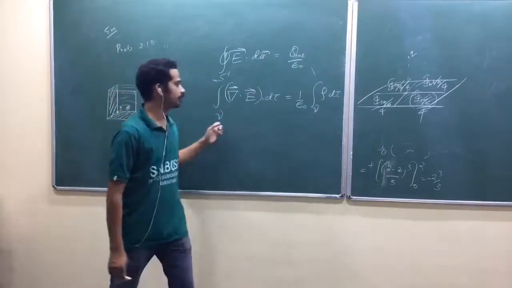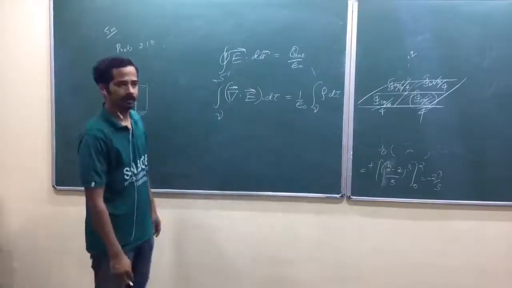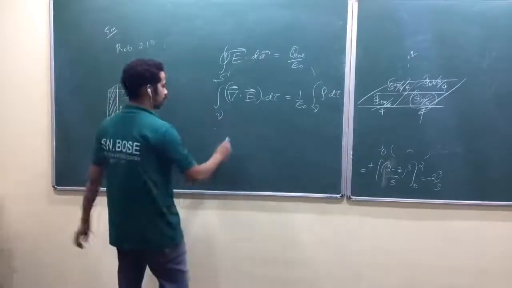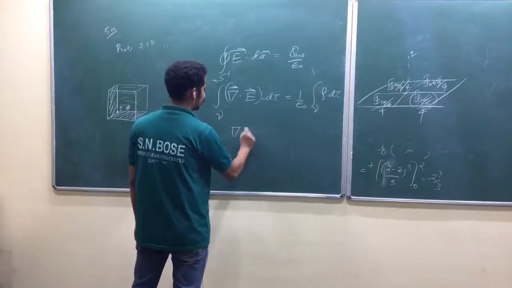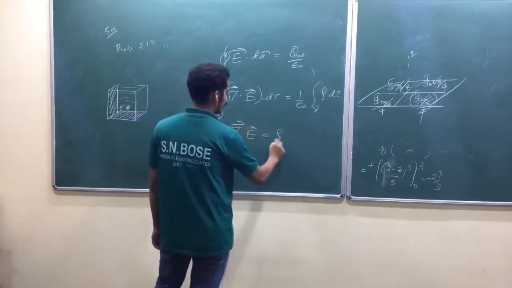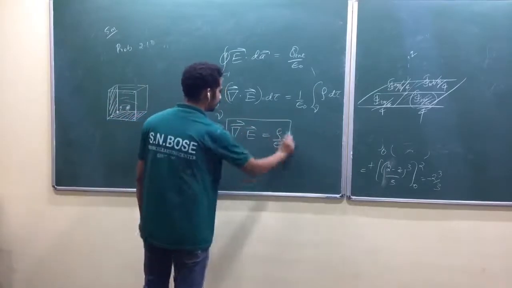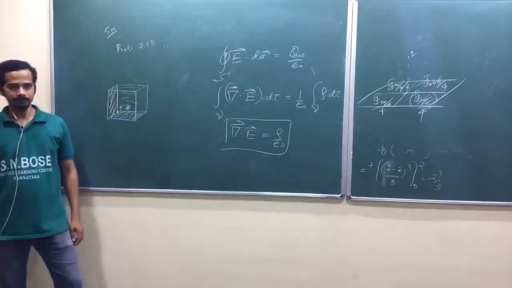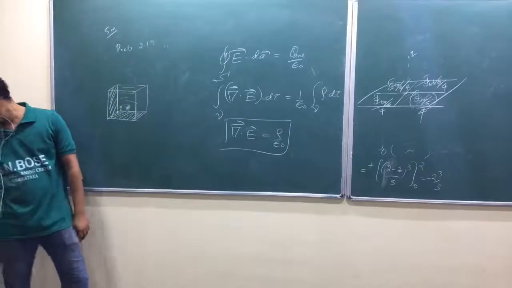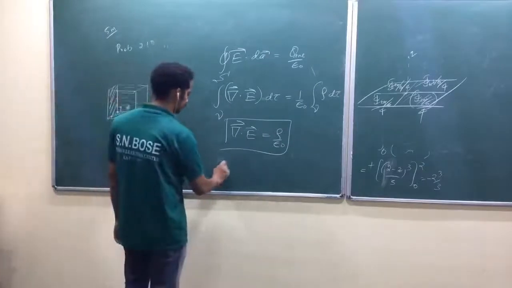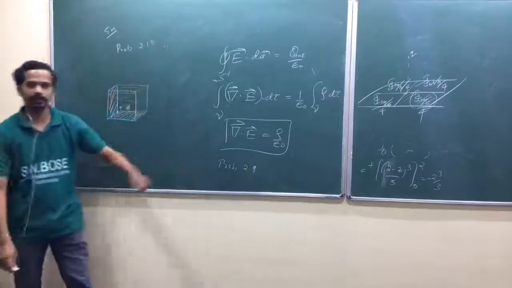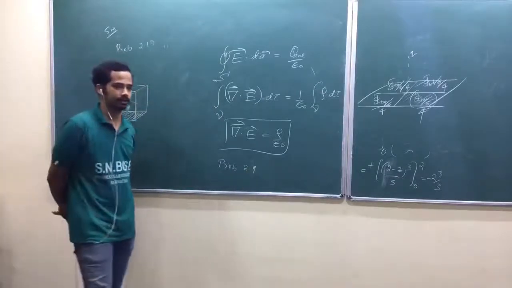Now these two volumes should be the same, isn't it? When those two volumes are the same, you can write del dot E is equal to rho by epsilon naught. That is your differential form of Gauss law. Okay. Now try problem number 2.9 in Cartesian coordinates. In spherical polar coordinates that is still simpler, but try to do it in Cartesian coordinates.